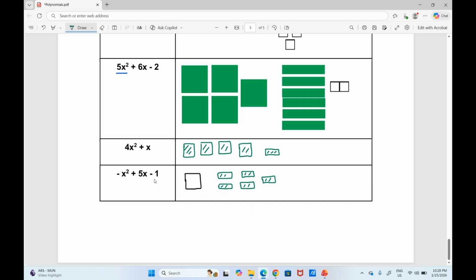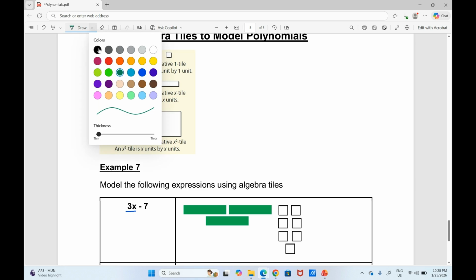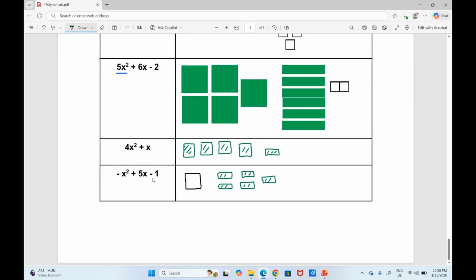Okay, great. And then my last one is a negative 1. A 1 is represented by a little square, but a negative 1 is represented by a white little square. So I'm just going to draw one of those because it says only -1. So there we go. And that represents my expressions with algebra tiles.